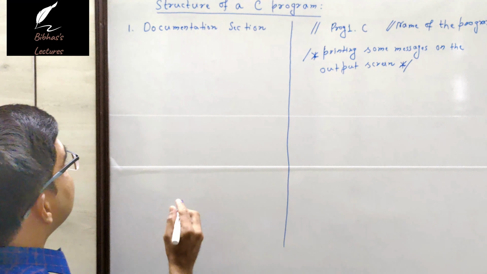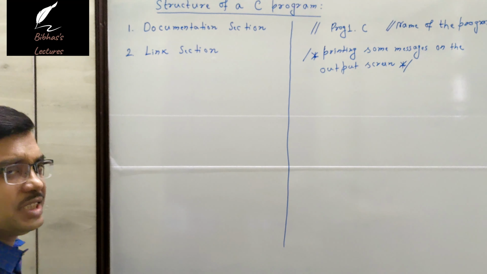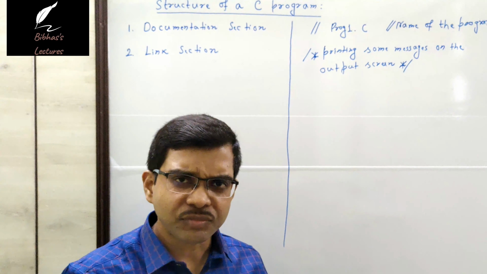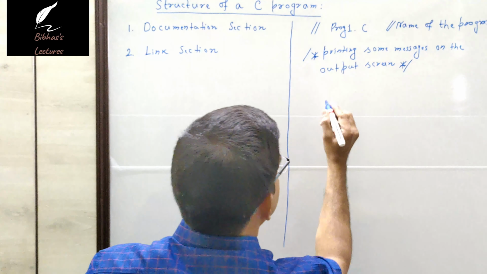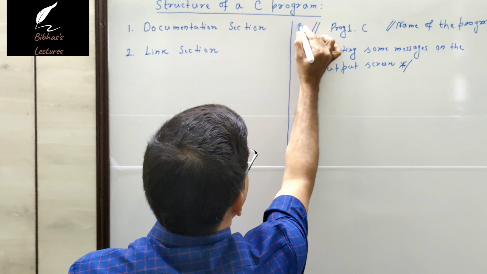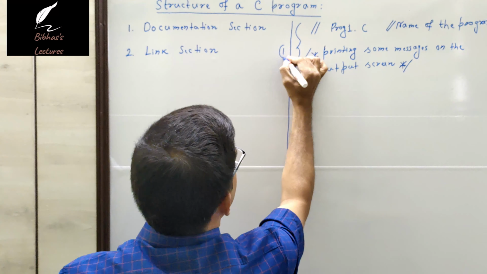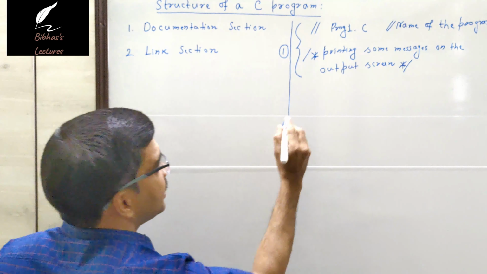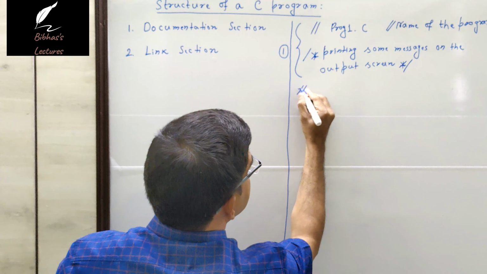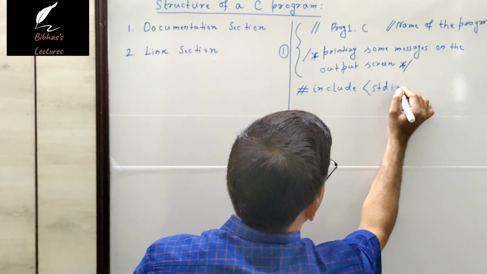Okay, the next section is called the link section. Link section means we have to link some header file in our program. For example, suppose I am writing, so this part we have discussed already. This is called the documentation section, so this is point number 1. Now we are discussing the link section. Look at the board. I am writing hash include stdio.h.